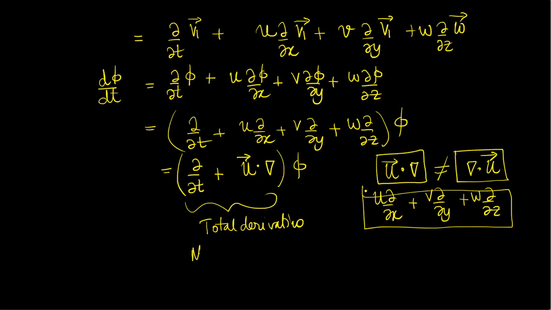So this is called the total derivative, and it is also sometimes called the material derivative, and it is a very important parameter to know in fluid mechanics. So let's end our lecture over here. We are out of time. Any questions on this so far?